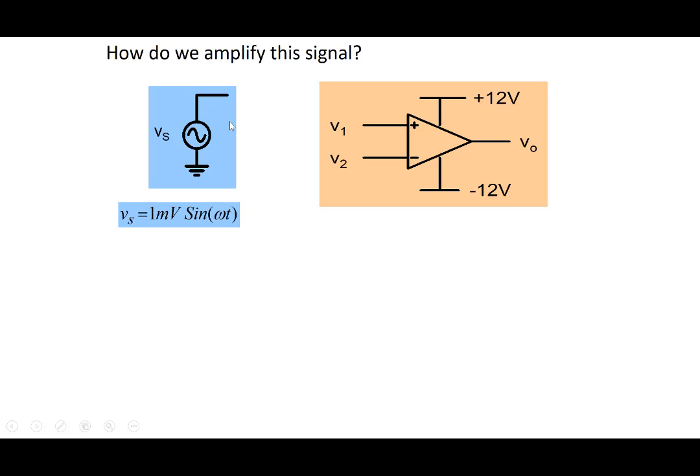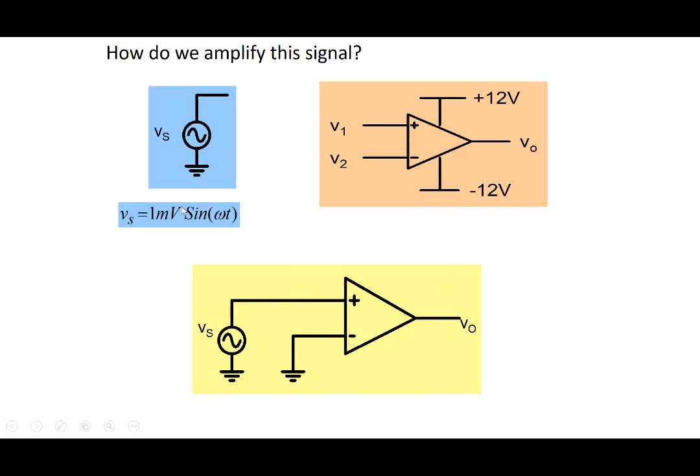All right, so how do we amplify? Suppose we have a 1 millivolt sine omega t and we are given an op-amp like this. How do we amplify this particular signal? Let's connect this particular signal directly here. We want to amplify, so let's connect this signal to the non-inverting terminal. Inverting terminal, let's put it to ground and let's take the output here.